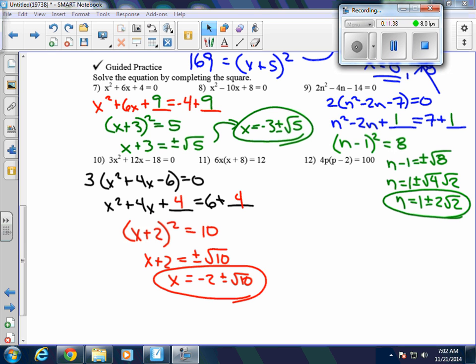So again, we want to get the left side always to be a perfect square trinomial. Then we can write it as something in parentheses squared, and we can take the square root of both sides and simplify it from there.